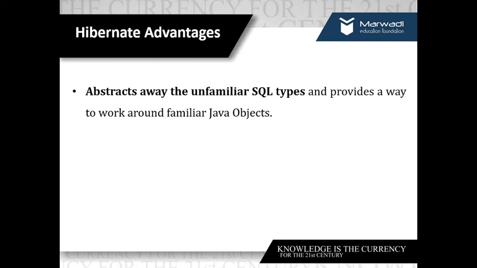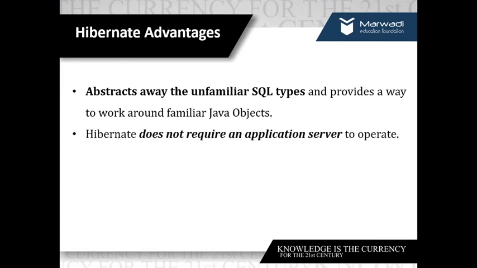It abstracts away unfamiliar SQL data types. Yes, many SQL data types are unknown to Java developers, or they are not used to those types. So Hibernate provides a direct mapping between these two, and you don't need to remember the SQL data types. You just know Java data types. It will take care. You just know which SQL type to be mapped to. That's it. You can complete your application. So it provides a way to work around familiar Java objects. You are familiar with some particular data types, not all. You are familiar with Java data types, that's fine. You will be able to program it.